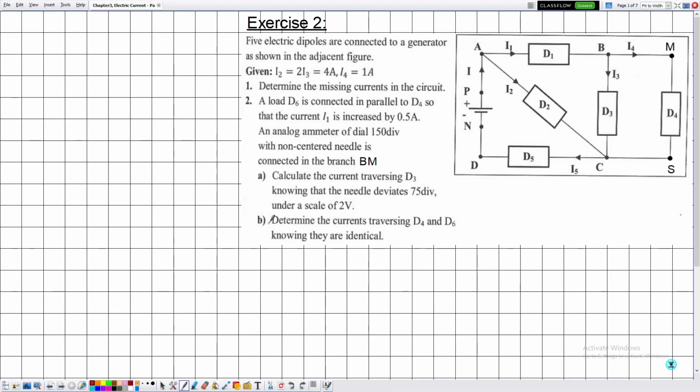Okay, hello everyone in a new video. So we have reached part 2 of chapter 3, which is the chapter of electric current for grade 10 students. So now in this part we are going to solve some exercises and complete the explanation of this chapter.